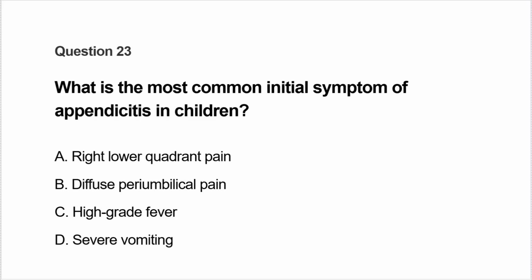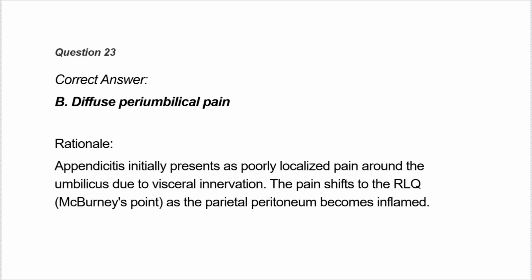Question 23. What is the most common initial symptom of appendicitis in children? A. Right lower quadrant pain. B. Diffuse periumbilical pain. C. High-grade fever. D. Severe vomiting. Correct answer B. Diffuse periumbilical pain. Rationale. Appendicitis initially presents as poorly localized pain around the umbilicus due to visceral innervation. Pain shifts to the RLQ McBurney's point as the parietal peritoneum becomes inflamed.